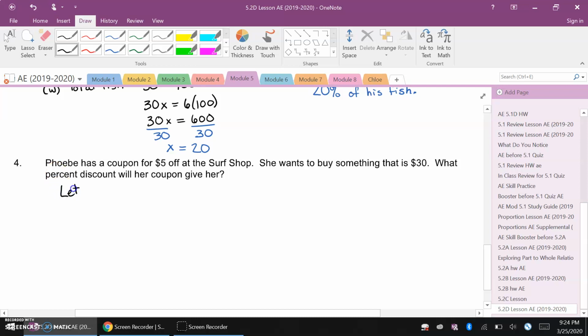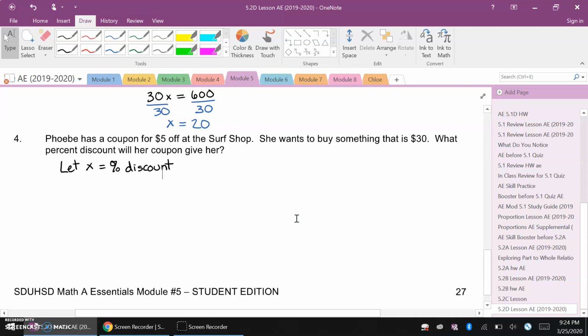Okay, let's see how it went. So we're going to let x equal the percent discount. I like having the word percent in there because it helps remind us that we're going to need to put percent in a label in the answer. And then we can have discount or the word coupon on top, and your original price down on the bottom.